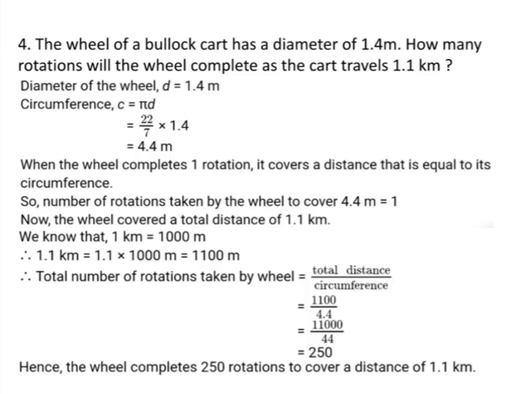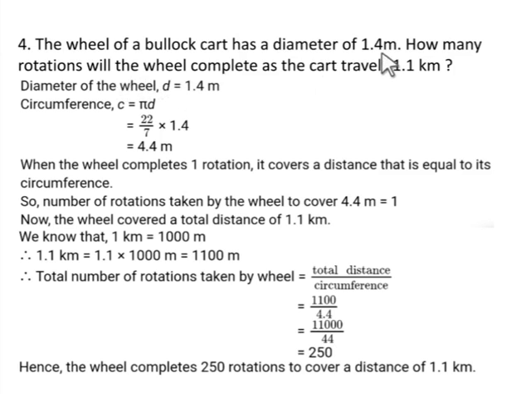Now last example of this practice set. The wheel of a bullock cart has diameter of 1.4 meter. How many rotations will the wheel complete as the cart travels 1.1 kilometer? Now children, in this example, the diameter of wheel of a bullock cart is given, that is 1.4 meter. Here the total distance to be travelled by the bullock cart is 1.1 kilometer. You have to find the number of rotations the wheel completes as it travels 1.1 kilometer.